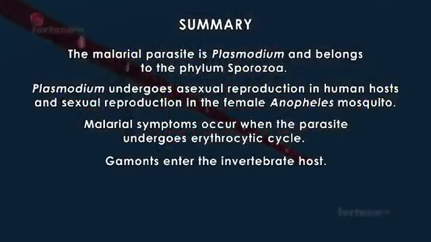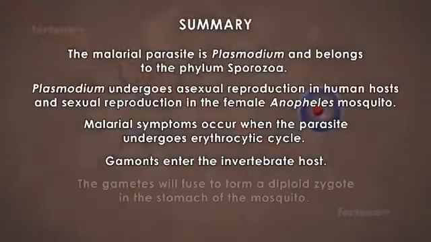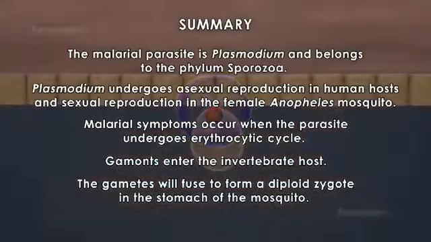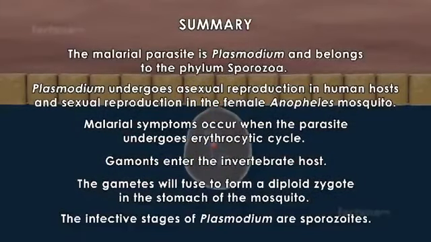Gametes enter the invertebrate host. The gametes will fuse to form a diploid zygote in the stomach of the mosquito. The infective stages of Plasmodium are sporozoites.